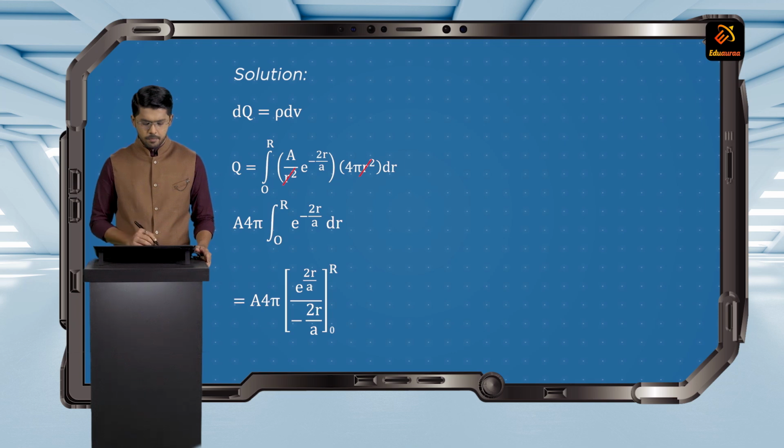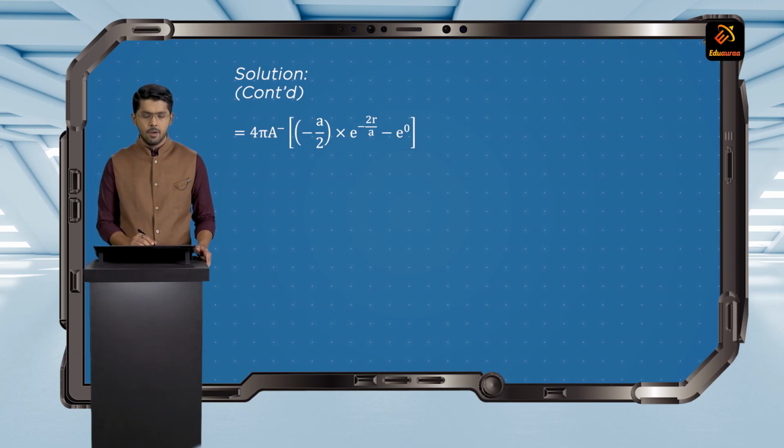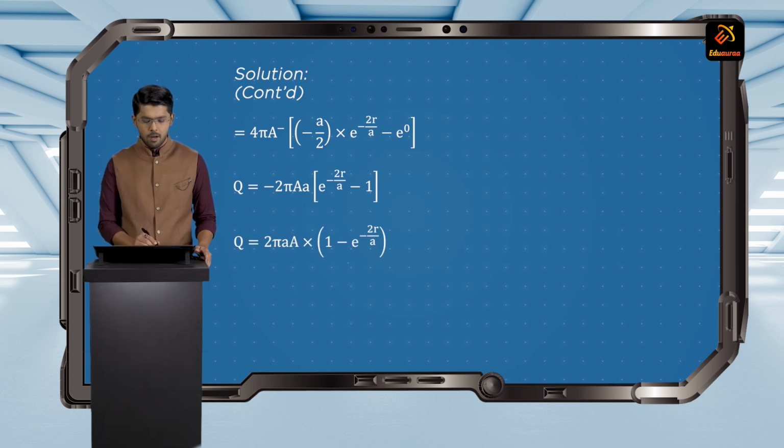So in this case, if you clearly see, this comes out to be equal to 4 pi a into minus a by 2 into e to the power minus 2r by a minus e to the power 0. So essentially, it comes out to be minus of 2 pi capital A multiplied by small a into e to the power minus 2r by a minus 1. And if you simplify this, you get capital Q is equal to 2 pi a small a into 1 minus e to the power minus 2r by a.